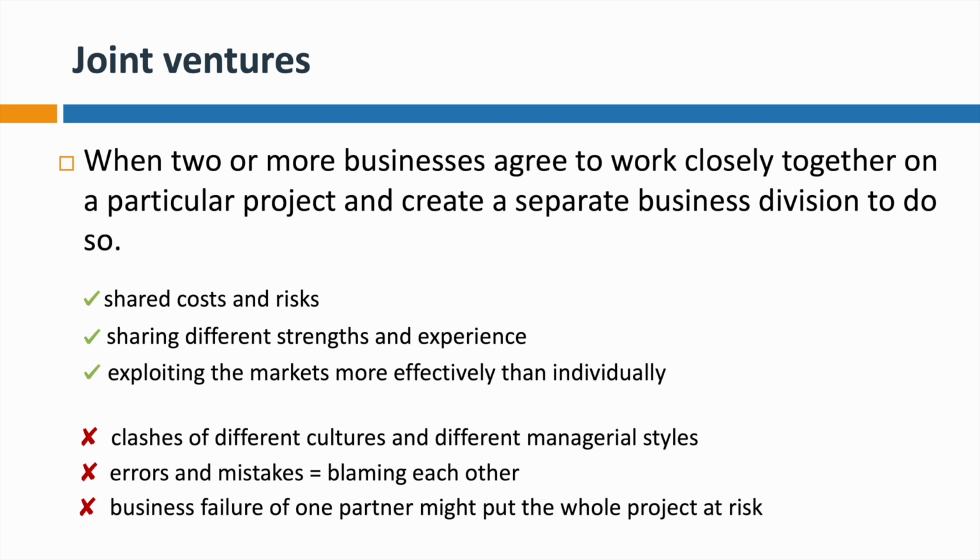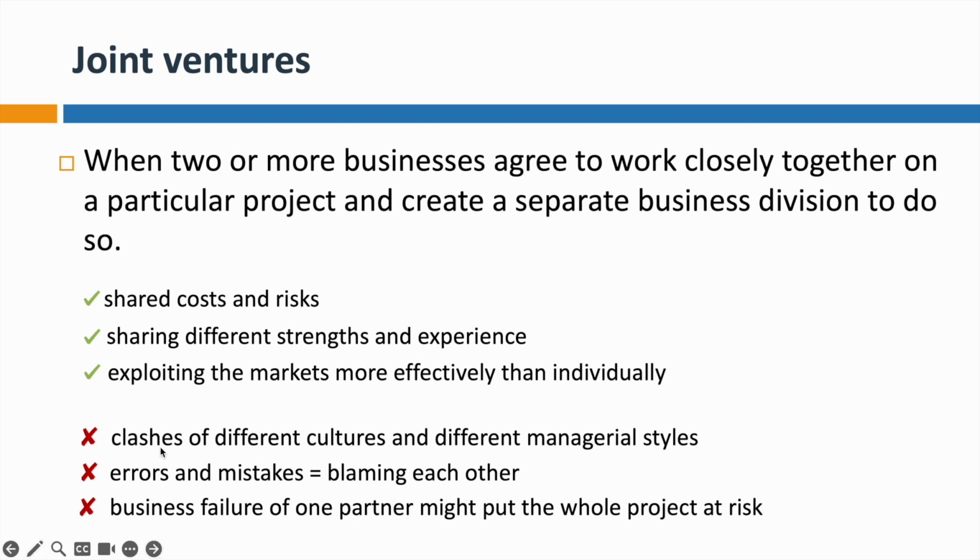So joint ventures and also strategic alliances happen because two businesses start to work closely together on a particular project. And why they do that is because they want to share their costs and risks. They want to share their different strengths and experience. And perhaps they want to exploit the markets more effectively than if they would work on their own.